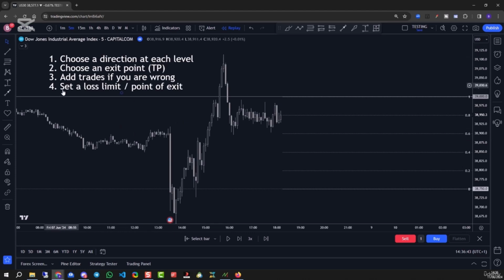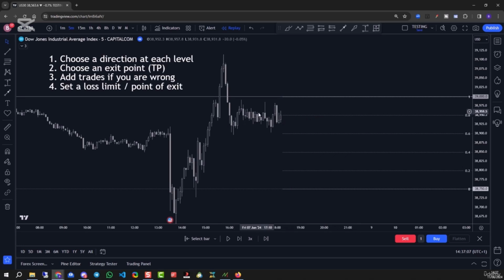So we have 4 very simple rules. In this video, I'm going to cover the first two, which will only take me about a minute. So all you have to do then is have a look at where price is now. So the current candle is level with this line, and all we do is go to number one, choose a direction at each level. So here you go. Do you want to buy or sell from this level? And you don't have to buy or sell. You can choose to ignore this level entirely.